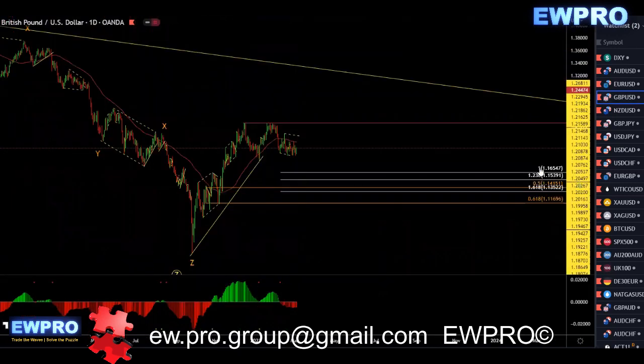GU on the daily. So like I've mentioned many times before, once we broke that top there, I was just looking for a correction and then more upside. We're starting to get a correction.